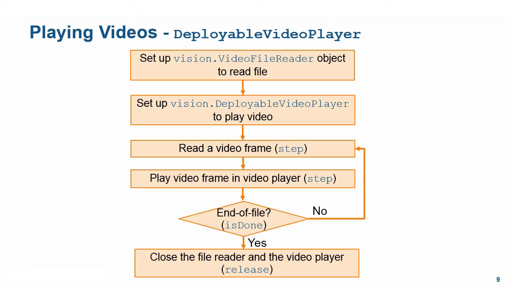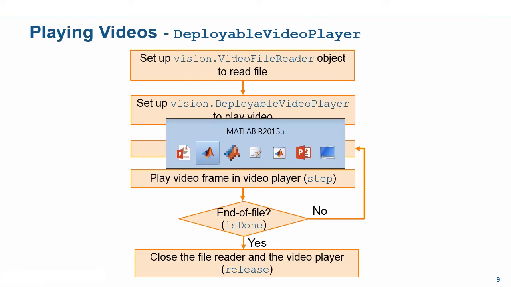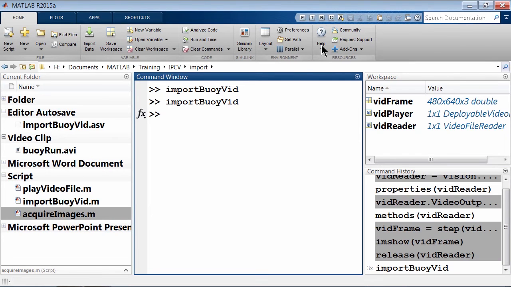The next step is to learn how to acquire image from a camera so that we can do live processing. Let's switch to MATLAB here. I'm going to clean up my workspace.